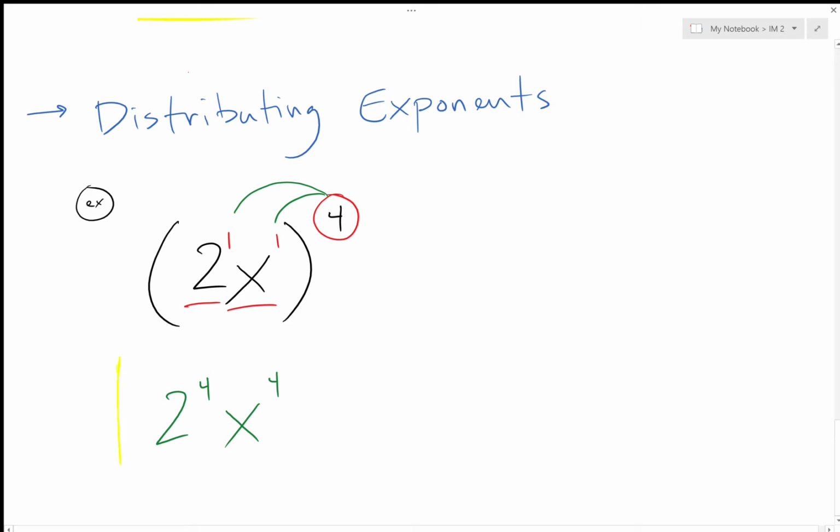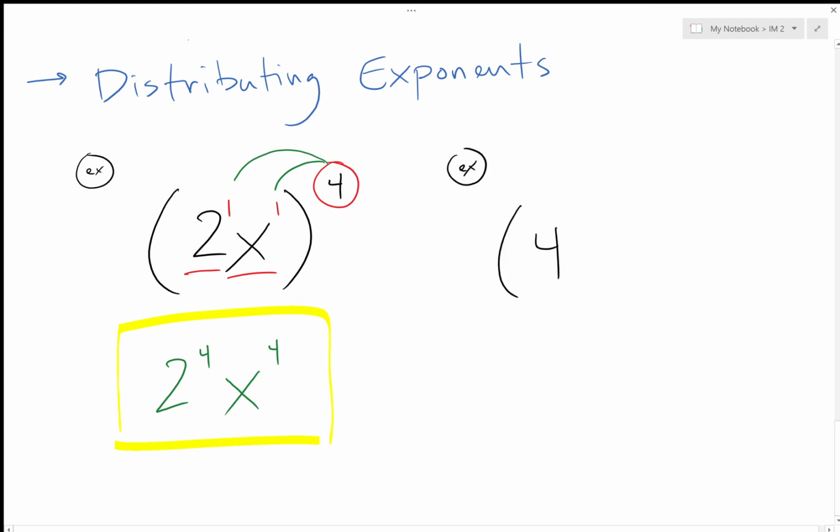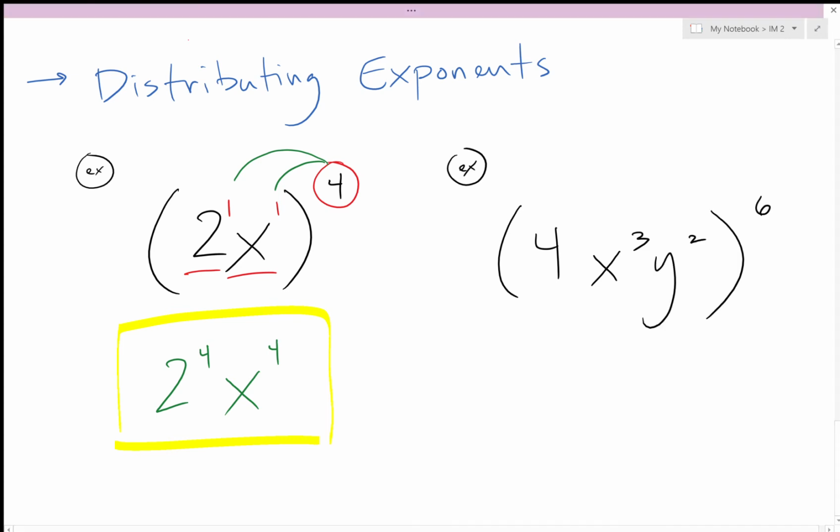If you really wanted to, you can get on your calculator and do 2 to the 4th power and find out what that number is. 2 times 2 times 2 times 2 should come out to a 16. But for right now, we're just concentrating on distributing that number in. So let's look at another one. 4 x to the 3rd y squared with a 6 outside.